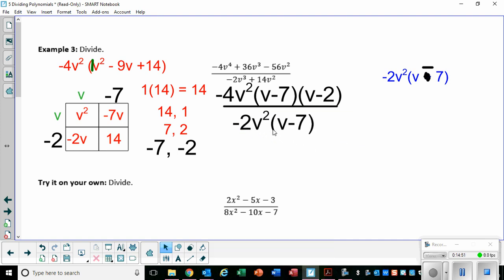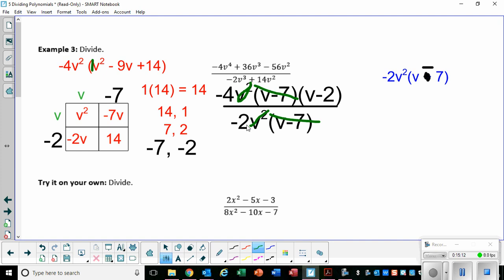Okay, so fully factored. Now I can start eliminating things. They both have the v minus 7 that I can take out. Gone, gone. Okay, they both have a v squared here that I can take out. Gone, gone.